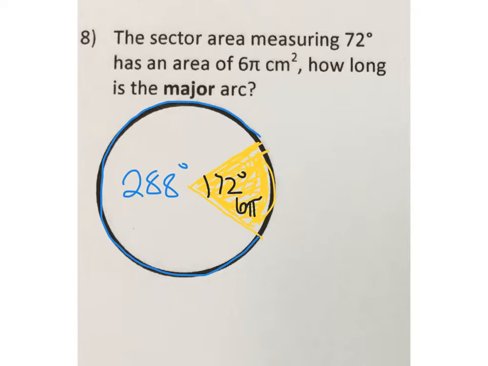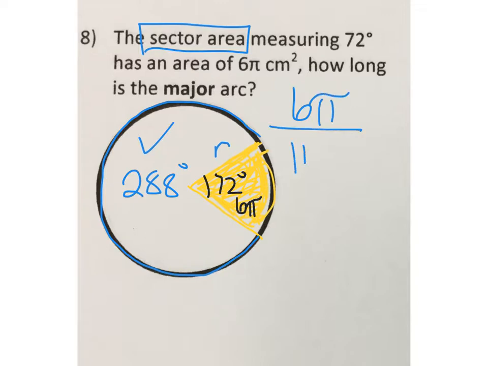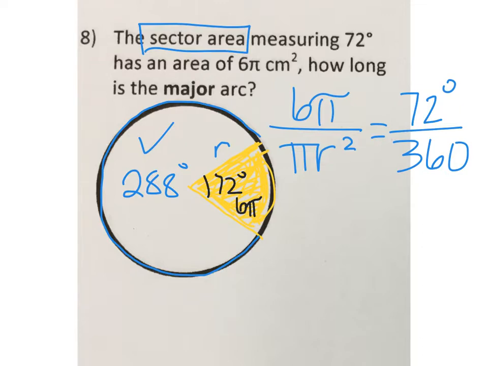In order to do that, I need to first know the radius in order to use my arc length proportion. I know the angle, I don't know the radius, so I need to find the radius first. So I'm going to use my sector area proportion in order to do that, which says sector area over pi times r squared equals the measure of the angle divided by 360. Area on top means we have an area formula in the denominator.